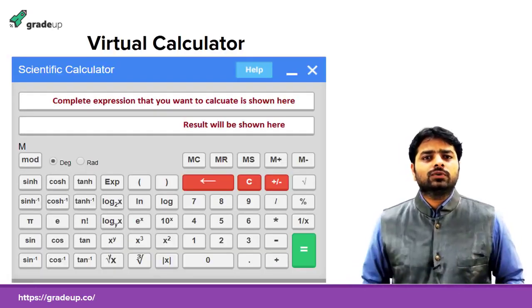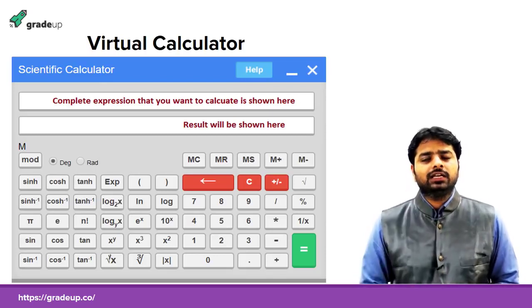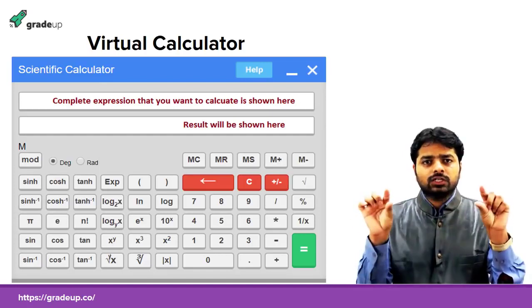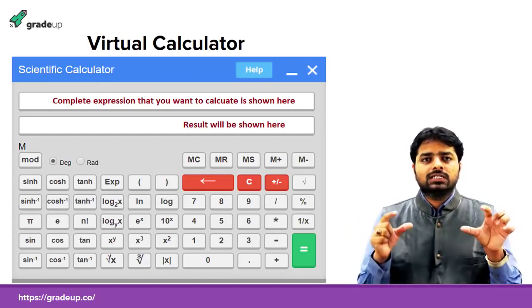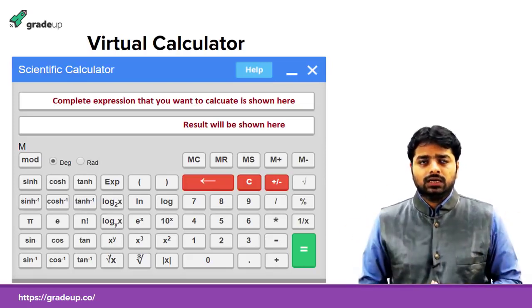So now, how does this virtual calculator look? When you press the virtual calculator button, it shows two boxes first. The first box will show you the expression that you have typed. The second box is important. When you press the equal key, the second box will show the result of the first expression box.